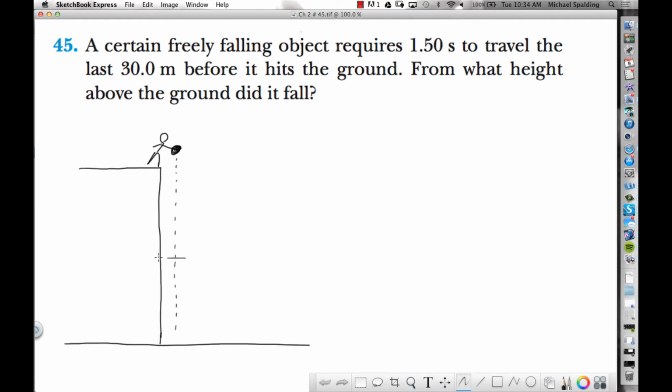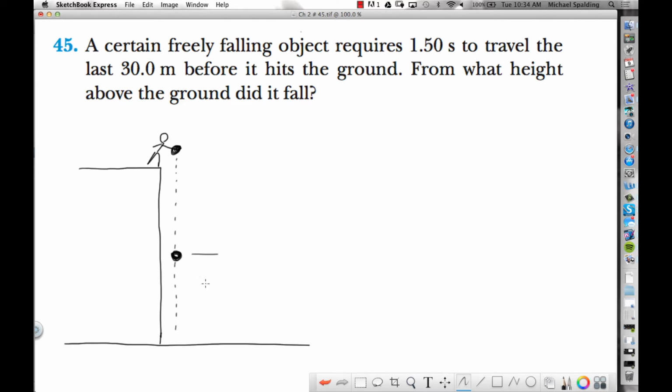Now this is a problem where your diagram is going to be super important. So we're going to label everything that we're given. This kind of breaks into two parts: there's the first part of the fall, and then there's the second part of the fall. This line here represents the start of the second part. So here's the ball right there, and the second part begins right there.